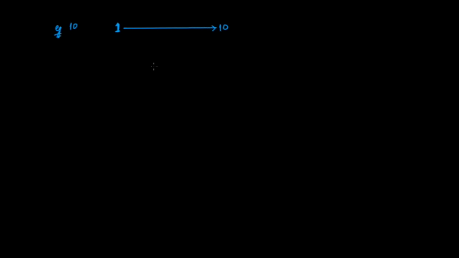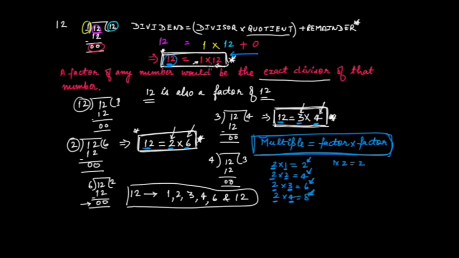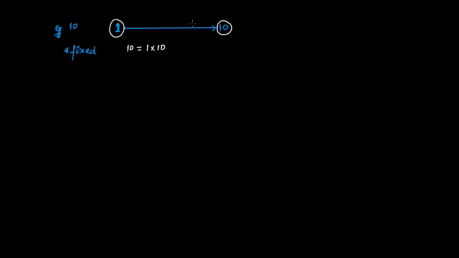So there are two factors which are always fixed, that you'll get for sure. The first one would always be the number 1. This is for sure the factor, and the next number would be that number itself. That number itself would be the factor of that particular number. So 1 and 10 are for sure. So you can write 10 as 1 multiplied by 10, like you saw here. 12 was 1 multiplied by 12. So 1 and that particular number itself would be the two fixed factors.